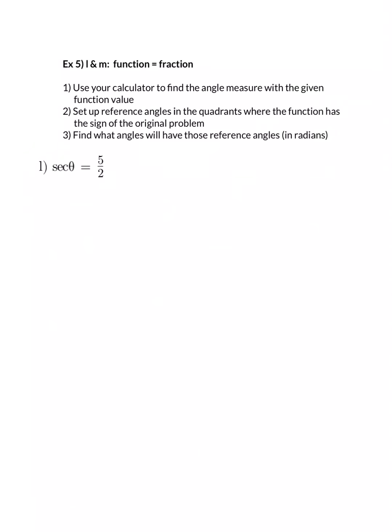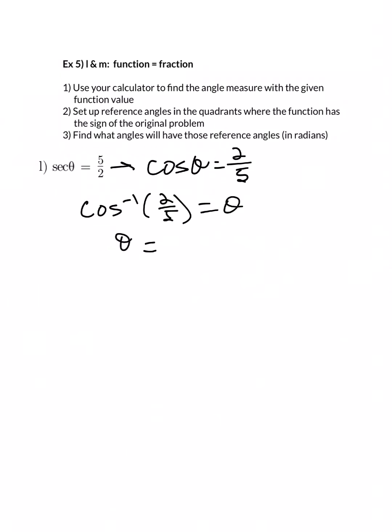On example letter L, we are given the secant of theta equals 5/2. Our calculator only does sine, cosine, tangent. So it's going to make it a whole lot easier if you rewrite this as a cosine. Remember that secant is the reciprocal of cosine. So if the secant is 5/2, what that means then is that the cosine of theta is 2/5. So when we go to our calculator, we're going to do the inverse cosine of 2/5 to get our theta and get a theta of 1.16 radians. Remember to keep your calculator in radians.